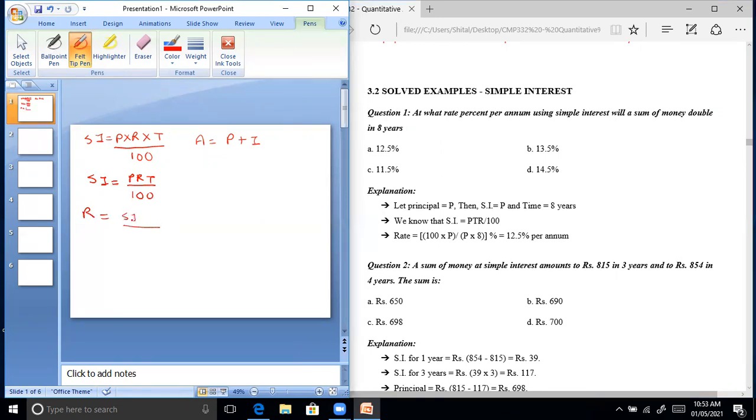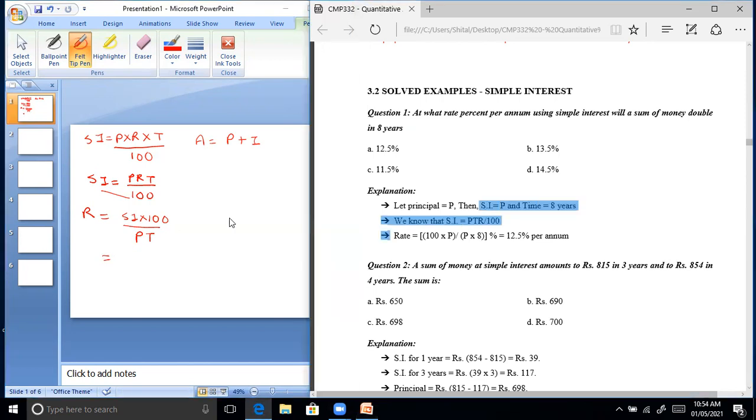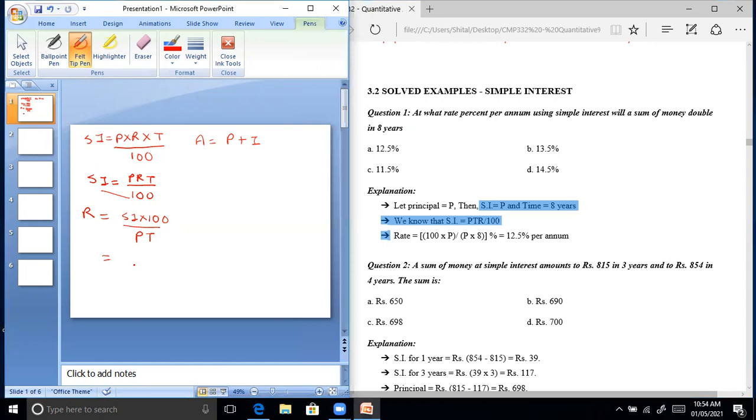So it will be SI into 100. This will be cross multiplication, and it is divided by P into T, where here you can see SI equals P. Okay, this is SI equals P. So this will get cancelled. Here T is given as 8 years, so 12.5% per annum is the rate of interest. Okay, this is the solution for the first question.